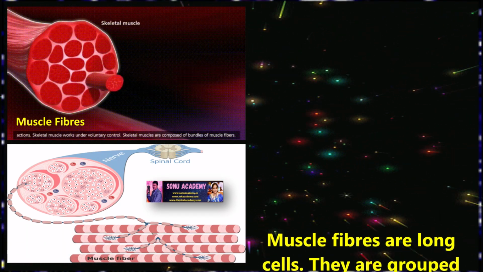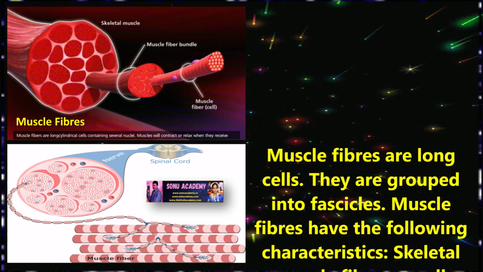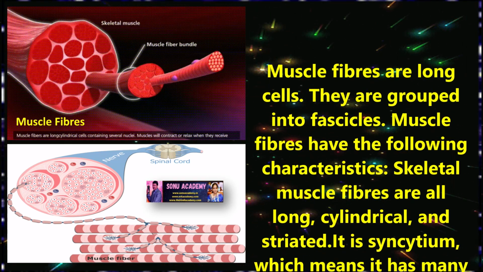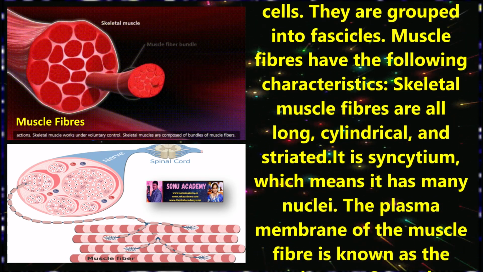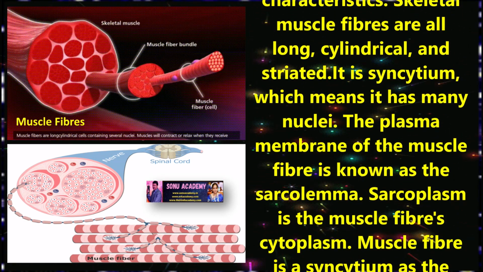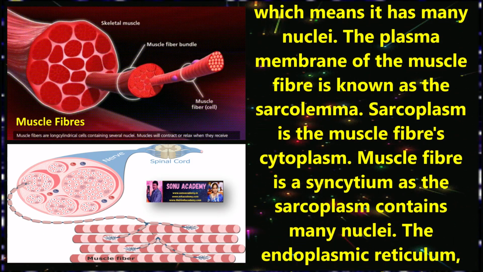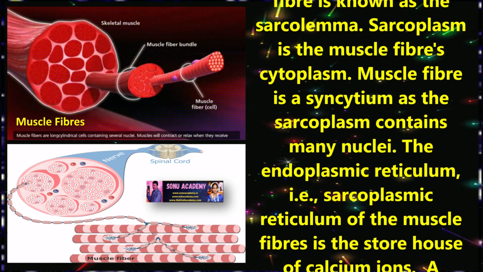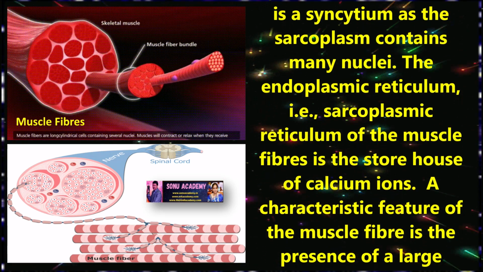Children, let us discuss muscle fibers. Muscle fibers are long cells. They are grouped into fascicles. Skeletal muscle fibers are long, cylindrical and striated. It is a syncytium, which means it has many nuclei. The plasma membrane of the muscle fiber is known as the sarcolemma. Sarcoplasm is the muscle fiber's cytoplasm. The muscle fiber is a syncytium, as the sarcoplasm contains many nuclei.